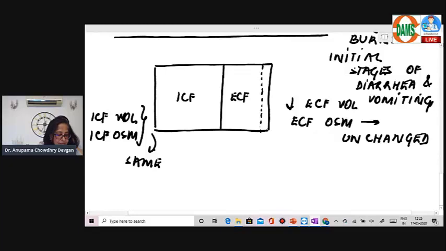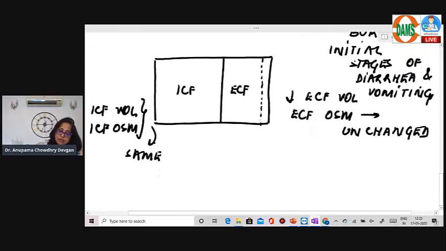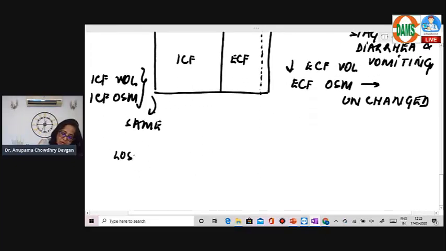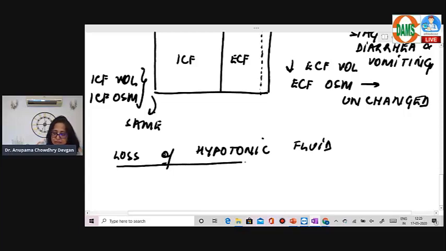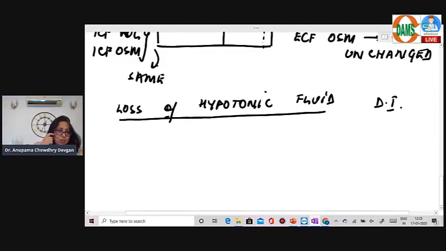Now, loss of isotonic fluids. Now, if there is loss of hypotonic fluids, that means loss of dilute fluid. This is seen in patients of diabetes insipidus. Loss of hypotonic fluid, this is seen in a patient of diabetes insipidus, or let's say later stages of diarrhea and vomiting. Right? Initial stages of diarrhea and vomiting, the fluid loss is isotonic, but later it becomes hypotonic.